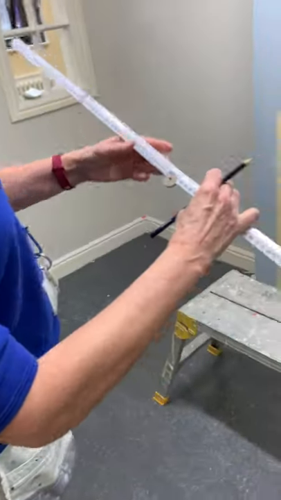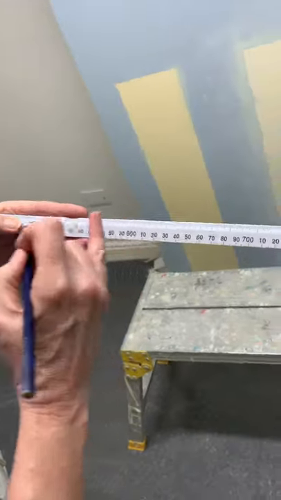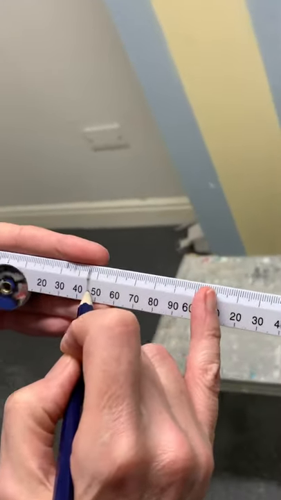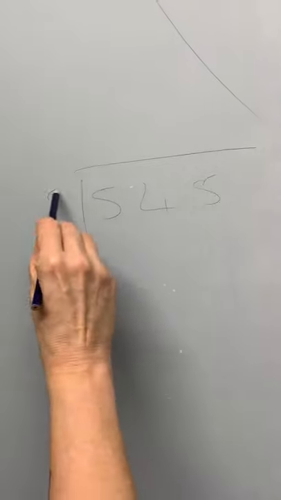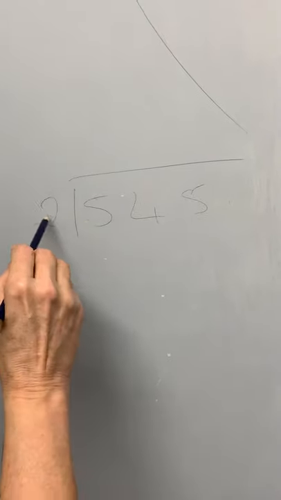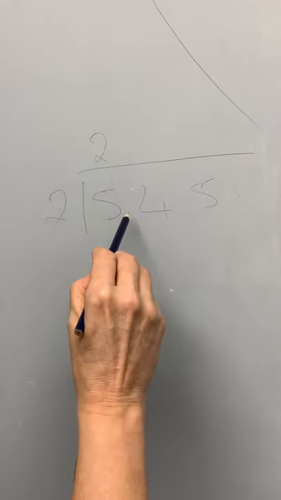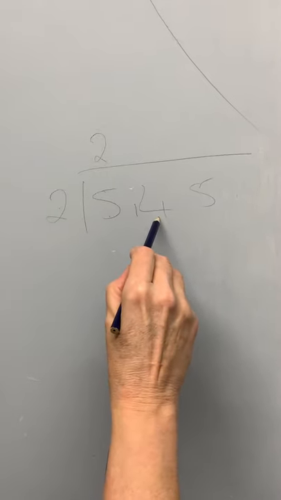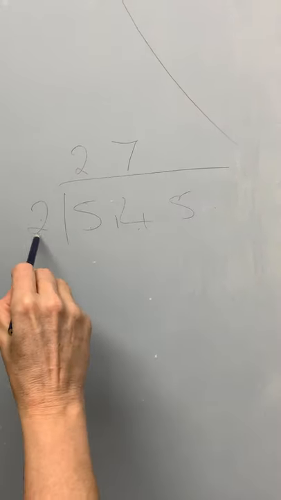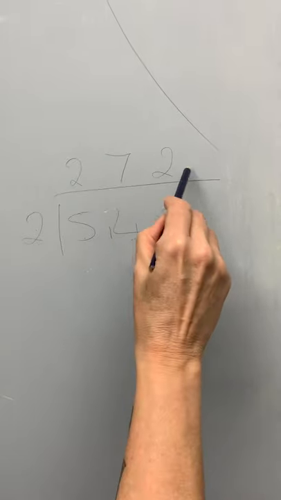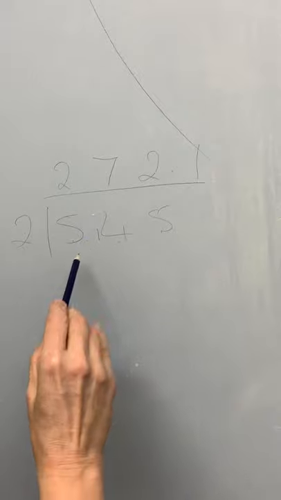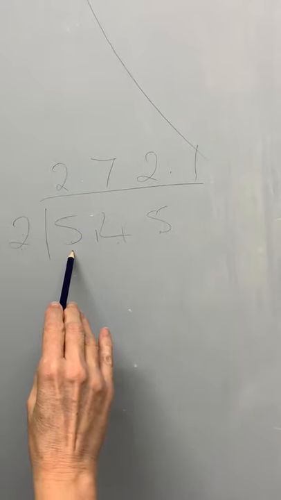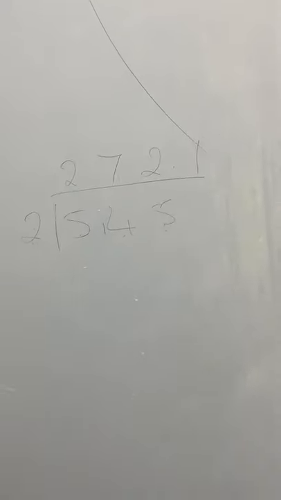So now what I've got is 545. I need to divide that by 2. So 2's into 5 is 2, remainder 1. 2's into 14 is 7. 2's into 5 is 2, remainder 1. So 272 should be half of 545. Let's have a check.